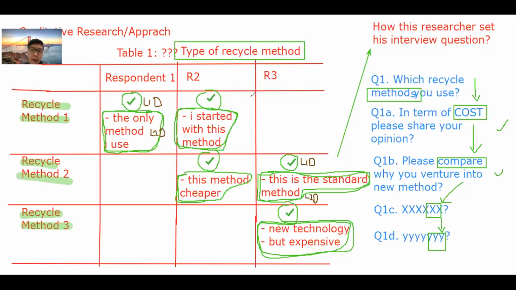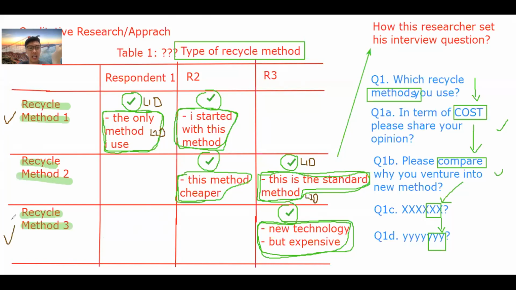Okay. Somehow you start to get the idea, right? Some of you say comparison, some of you say most preferred method, some of you say L3 is more expensive than L2, and a commonly used method. So you get the idea, okay? So level three data, from this table, what we can see is that this method is the starter pack method for people going to do recycling. This is the first method. Everyone starts with this, okay?